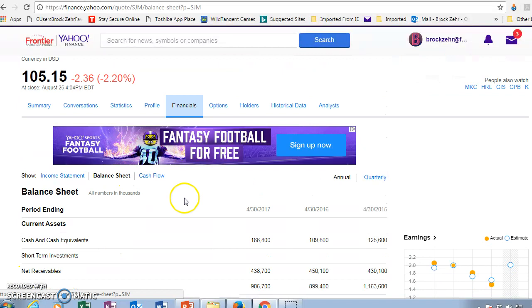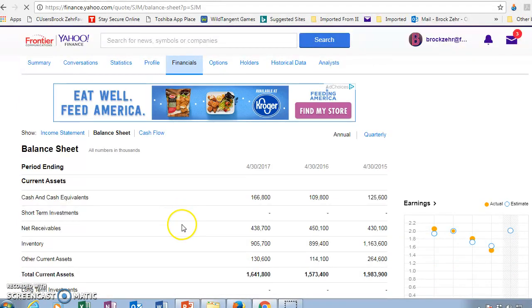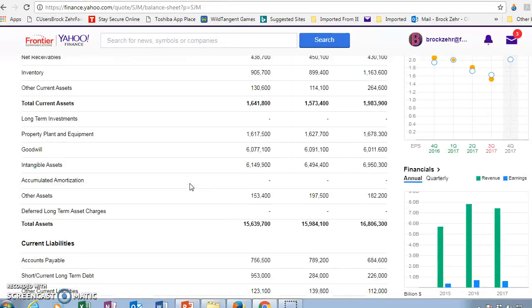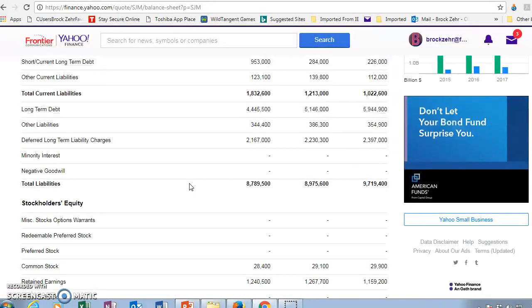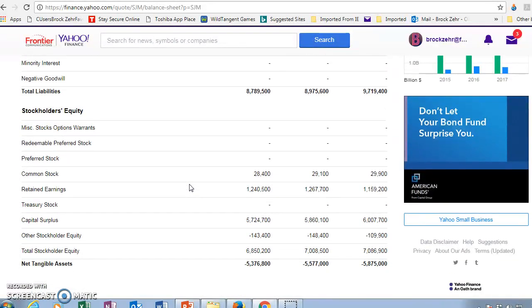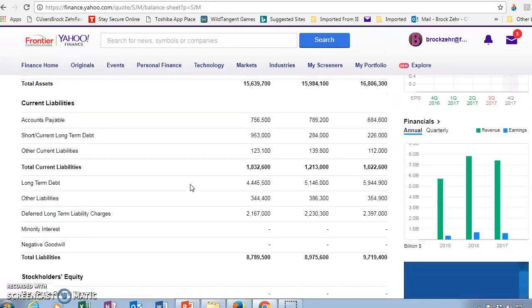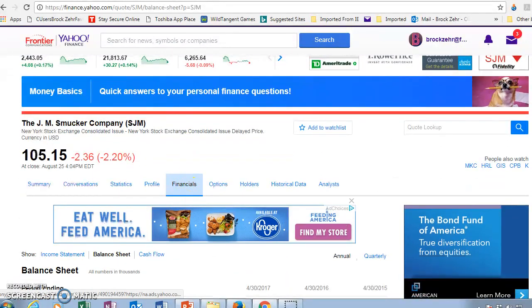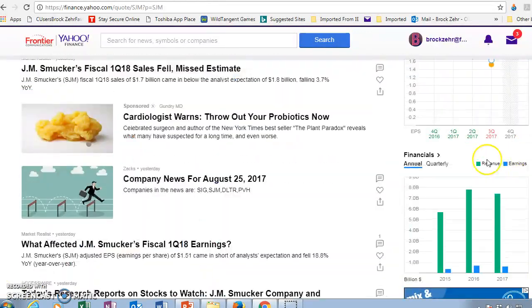Additionally, you could look at the balance sheet, and we'll get into some analysis of the balance sheet later in the course, but if we wanted to see what their current and long-term assets were, all that information is here, as well as current and long-term liabilities and stockholders' equity. So a lot of good information under the financial section of Yahoo Finance.